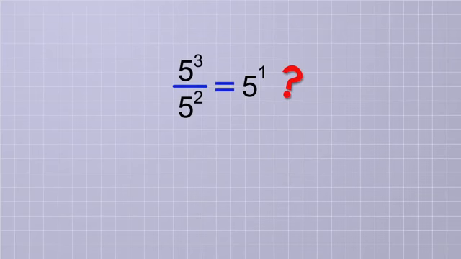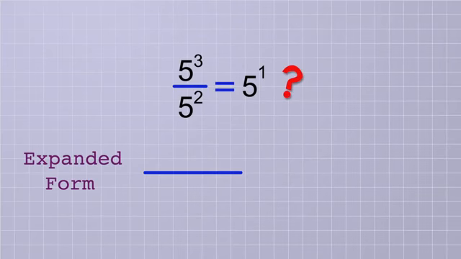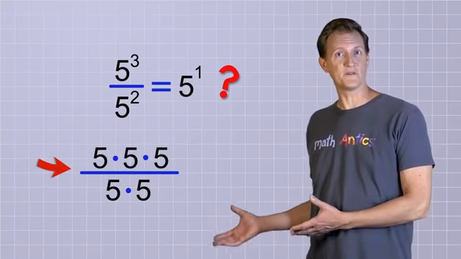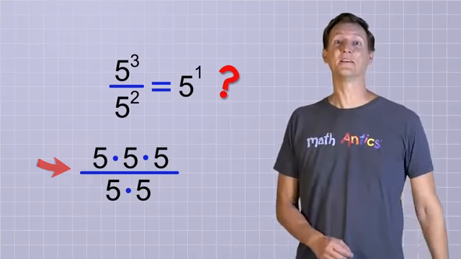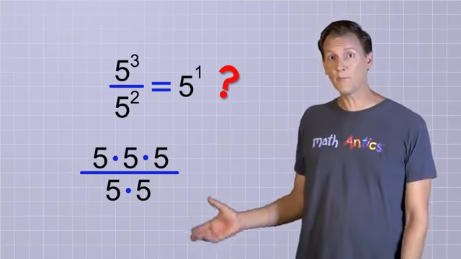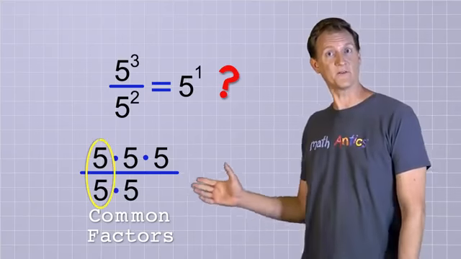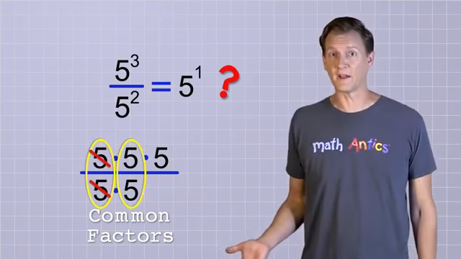To see, let's write the expression out in expanded form. On the top of our division problem, we have 5 to the 3rd, which is 5 times 5 times 5. And on the bottom, we have 5 to the 2nd, which is 5 times 5. Does this look like something you've seen while simplifying fractions? Yep, since all the bases are the same, they form pairs of common factors on the top and bottom that can be canceled out. This 5 over 5 cancels, and this 5 over 5 cancels.